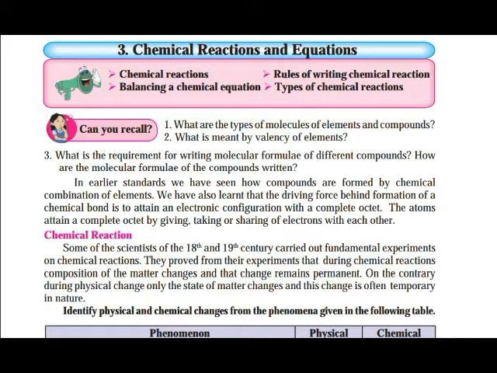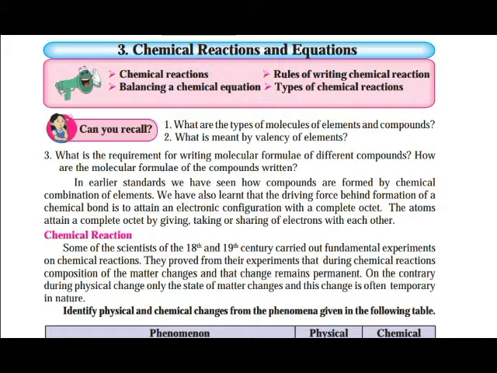What is the requirement for writing molecular formulae of different compounds? How are the molecular formulae of the compounds written? In earlier standards, we have seen how compounds are formed by chemical combination of elements.